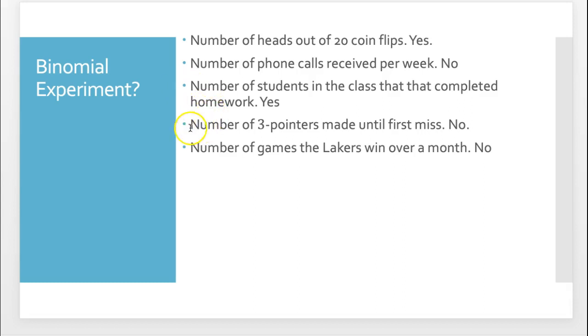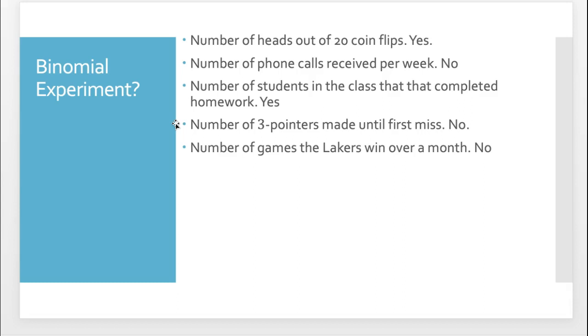Okay. If I did this, number of three-pointers made until first miss, well, that's definitely not. And the reason is that, say I shoot, I make a 3, I shoot, I make a 3, I'm going to shoot until I miss. Okay, so it's kind of like flipping a coin until you see your first tails. So the total number of three-pointers shot is not a fixed quantity, right?